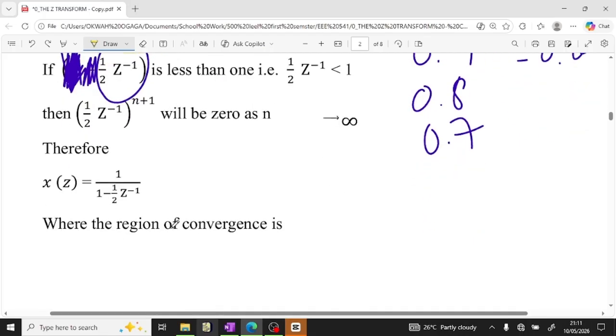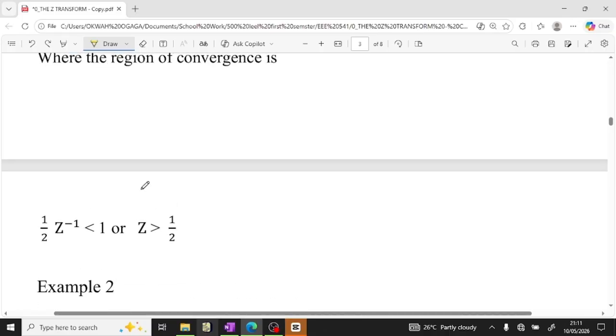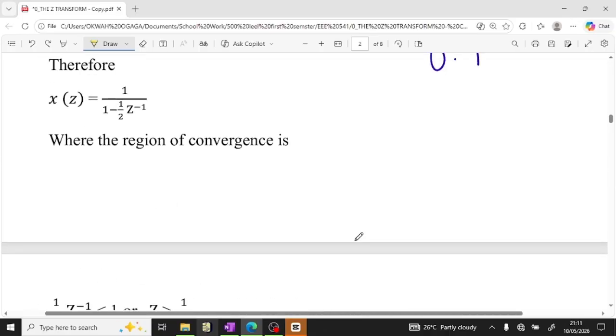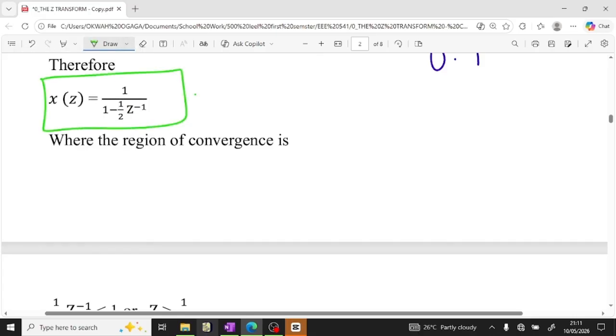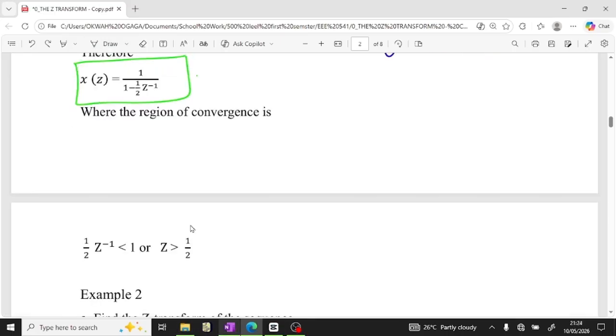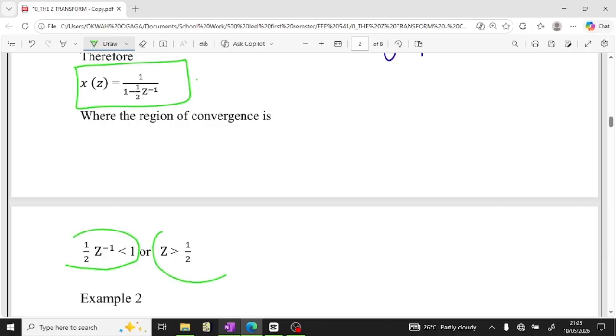Now, the region of convergence is 1 over z is less than 1, or z is greater than 1 over 2. So this is it. This is our answer. We can stop here. Okay, that's the answer. Now, all right, so for this region of convergence, how come about this value and then this value? Note that we have two expressions here, and we also have this expression.